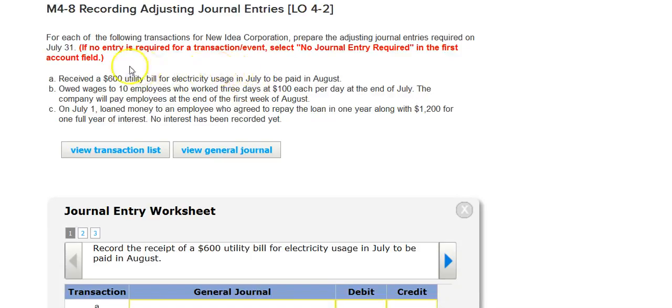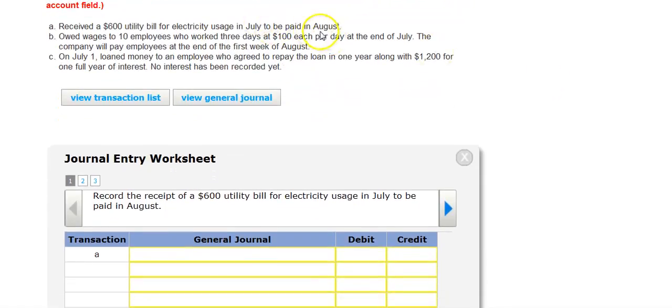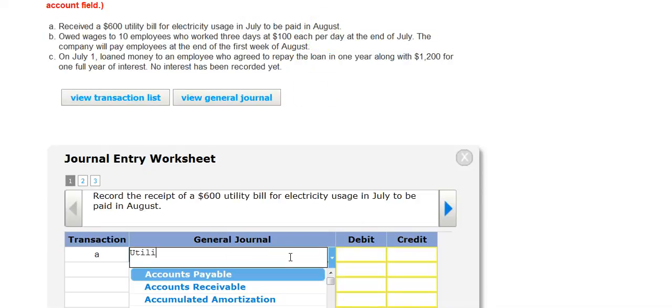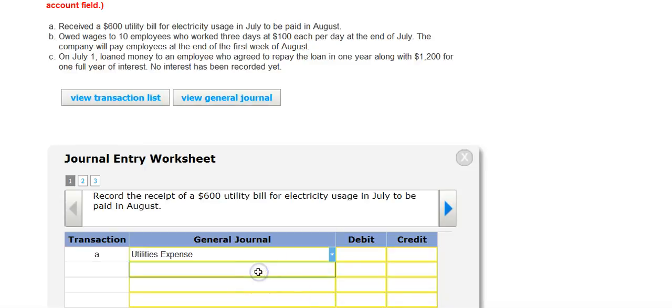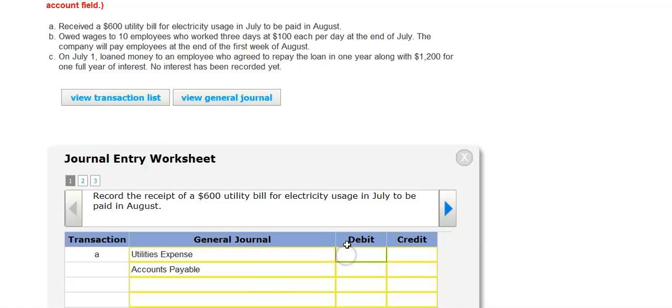Okay, now it is for the month of July that we're making these journal entries. The utility usage is in July, so yeah, we should record this as an expense in July. We received the benefit of the cost, but we're not going to pay it until August. So we're not going to use cash. We'll call it an accounts payable. So our debit will be to utilities expense, and our credit will be to accounts payable for $600.